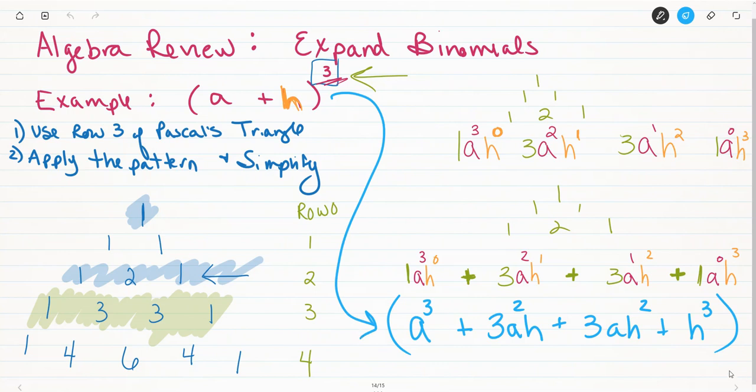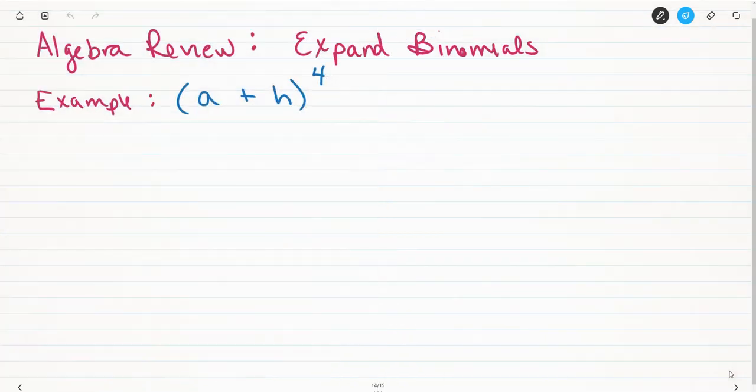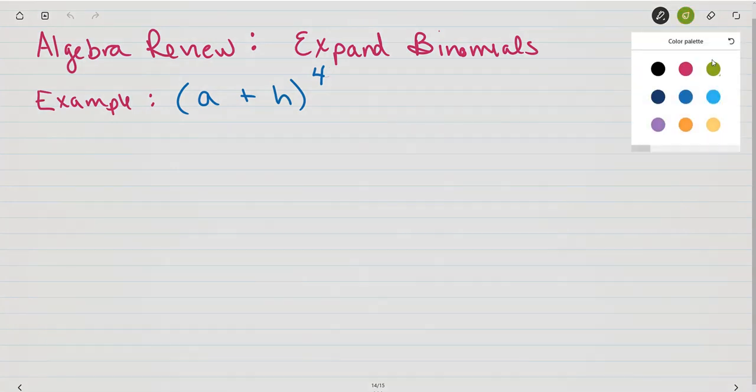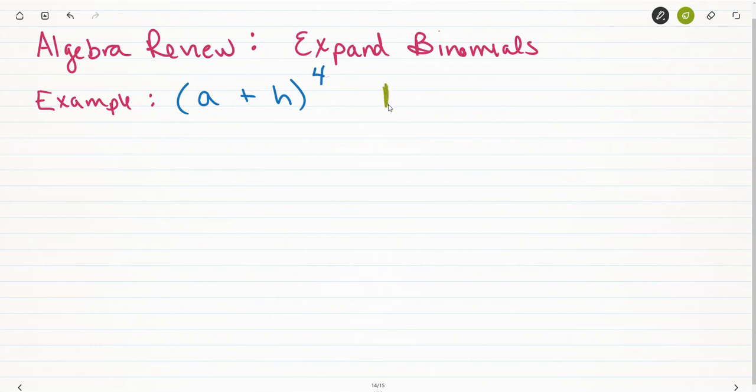Try it yourself one more time. Try it with a plus h to the 4th. What I'd recommend you do now is pause the video and see if you can do this yourself, and then resume the video to see if you got it.